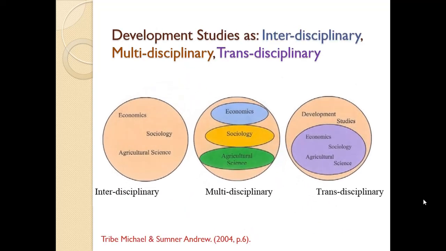And here we have our illustration from Tribe and Sumner. So as you can see, under interdisciplinary, you have economists, sociologists, and agricultural science working differently in their own fields, with knowledge about their own fields or disciplines, but under development studies. You have multidisciplinary where you have economists, sociologists, and agriculturists working together to achieve a certain goal or solve a certain problem. And transdisciplinary, you have a totality of all of them combined, a pool of them working under development studies as a discipline. And that is what we are experiencing, for instance, in this our class.